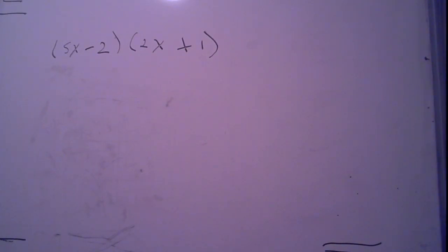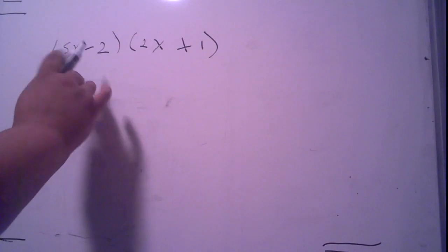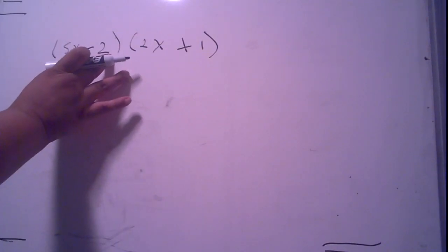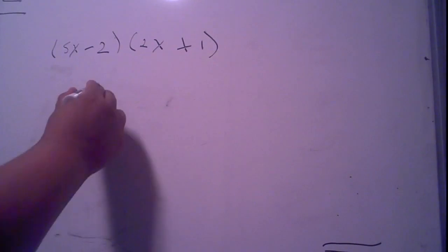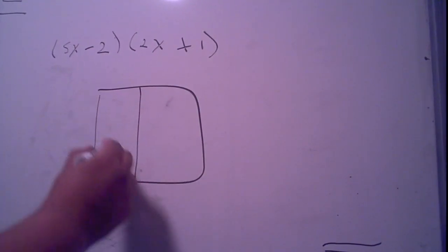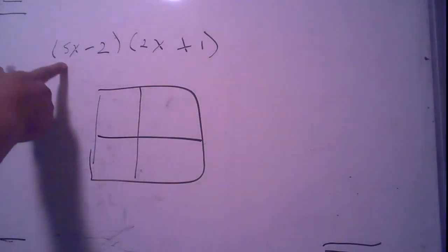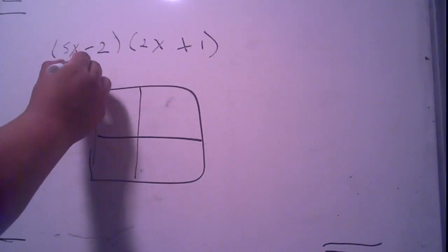Our second problem is going to be this one on the board. We have 5x minus 2 times 2x plus 1. We're going to continue using our box method, which I definitely like and suggest you use in these types of problems, because it makes it easier for you to collect terms and it makes it more visible to you. So first, when we have two terms and two terms, all we have to do is write a square. We divide it into 4 equal parts. We write the first one here, 5x. We write the second term.